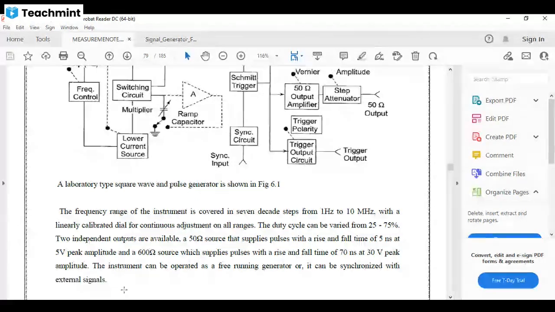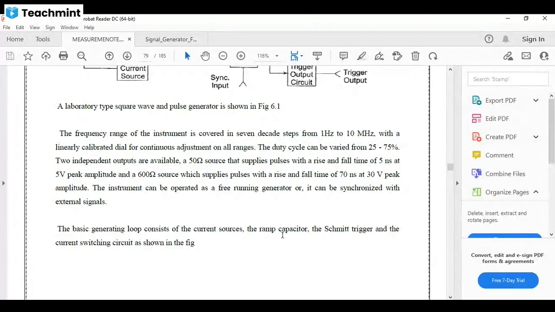And the instrument can be operated as a free-running generator, or it can be synchronized with an external signal. And the basic generating loop consists of a current source, a capacitor, and a trigger circuit.